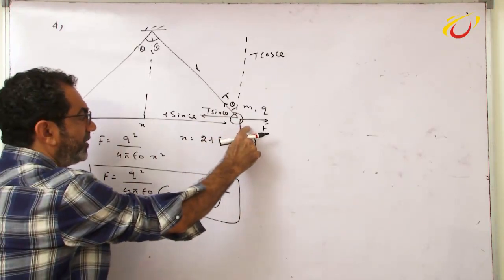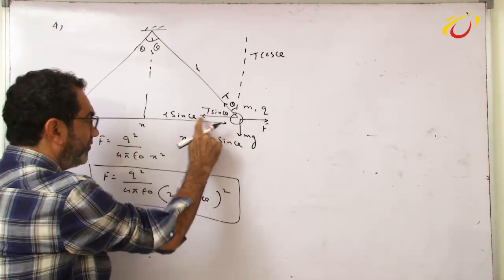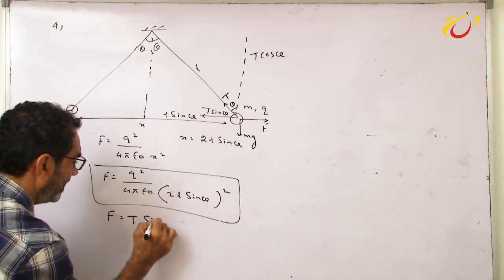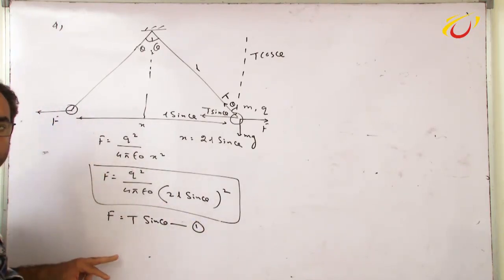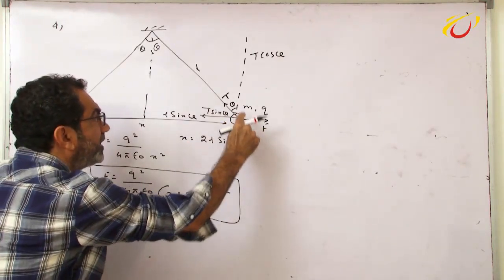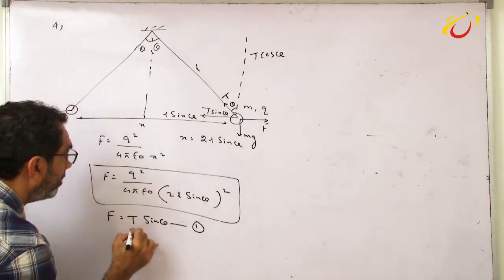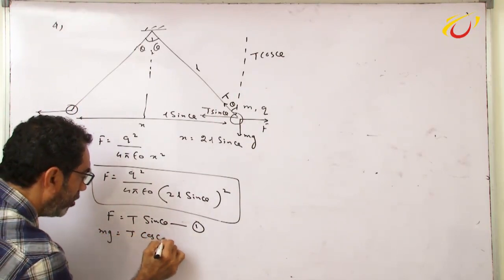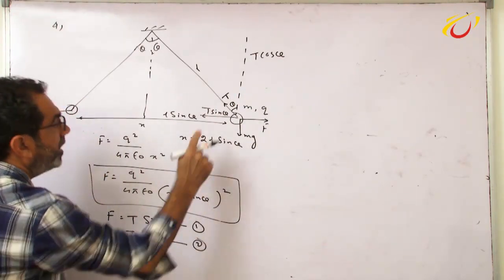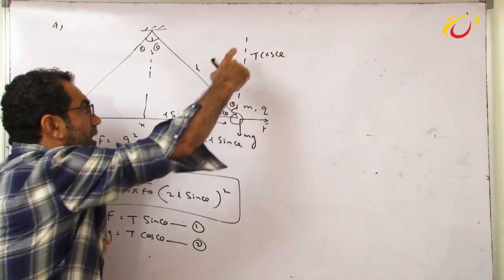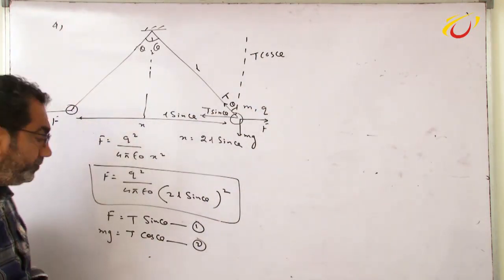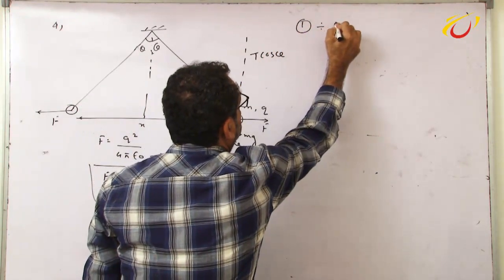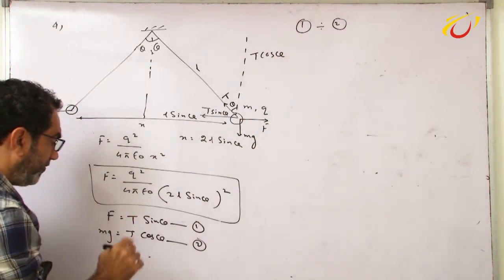Now we'll make the equilibrium equation. This force and this will be the same, so you will say F is equal to T sin theta. Say equation 1. Then we equate weight with T cos theta, so mg is equal to T cos theta. It is called horizontal equilibrium, and this is called vertical equilibrium. So equation 2. Say 1 divided by 2.